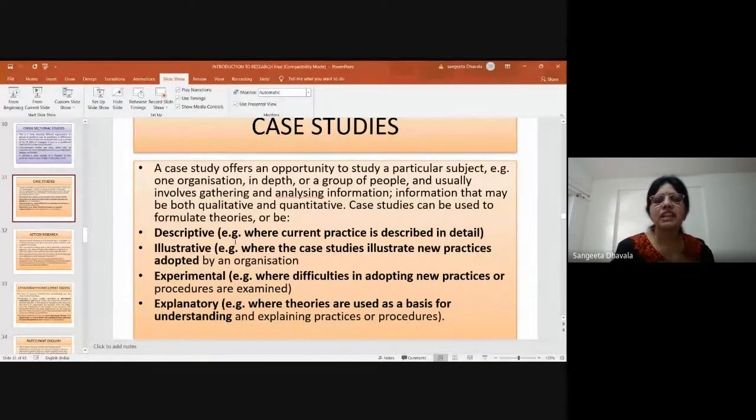It could be illustrative. Here the case studies will illustrate new practices adopted by the organization. Then we have the experimental methods, where the organization is trying to introduce new practices and you will discuss the outcome of the introduction of new practices. Okay, then explanatory method, here you will make use of the theories that are used as a basis for understanding and explaining the practices or the procedures. So a case study is done on a specific entity, right?